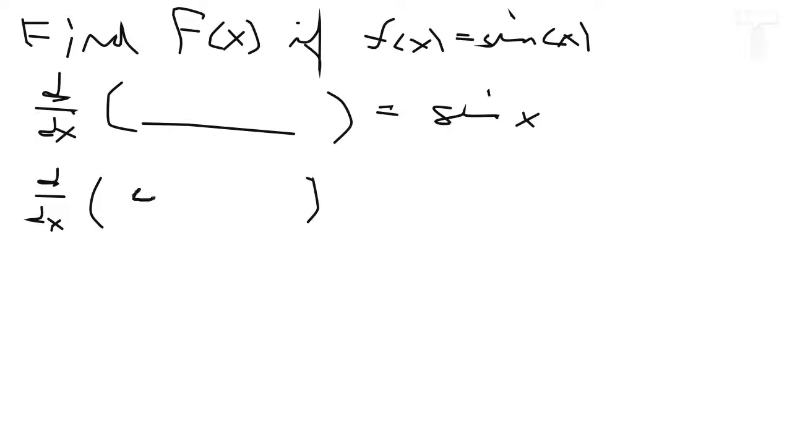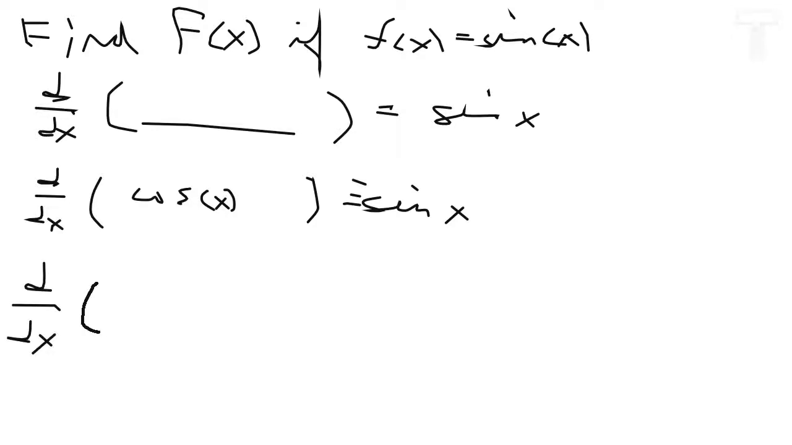We know that if we take the derivative of cosine of x, we'll get negative sine of x. And it's our job to extrapolate from there and recognize that if we had taken the derivative of negative cosine of x, we'd get sine of x as the answer.